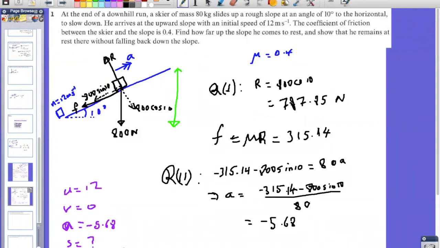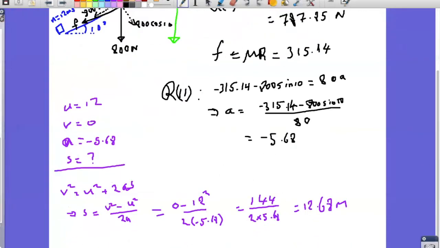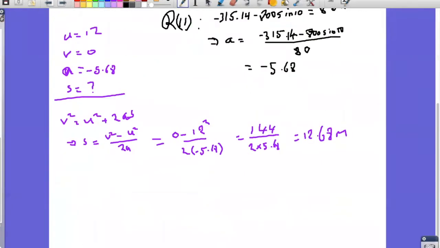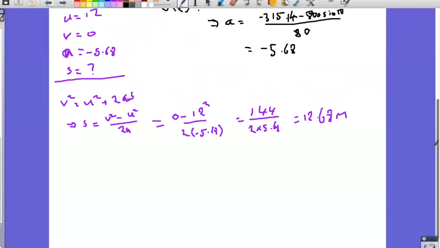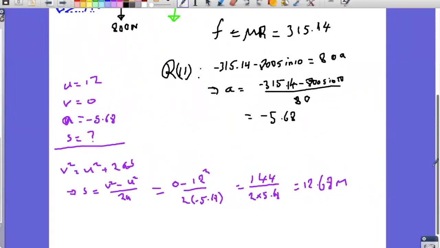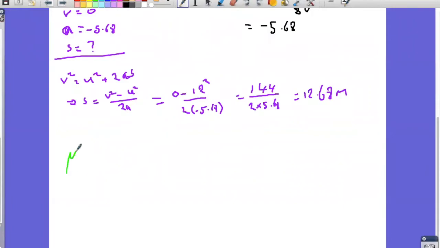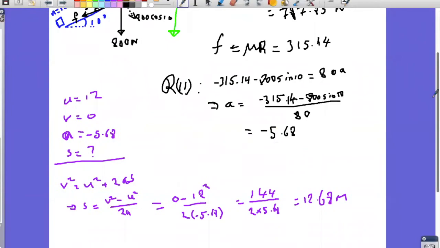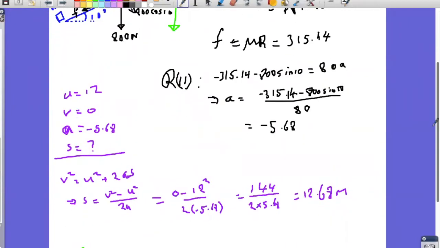And now you are asked to show that he remains at rest there without falling back down the slope. So you have to give a little bit of an explanation here. You know that your mu R is 315.14.